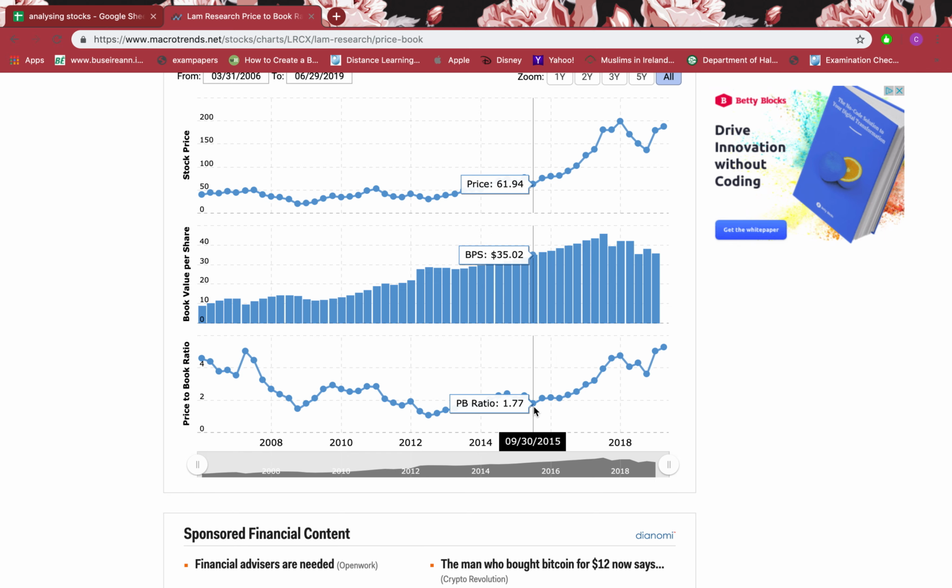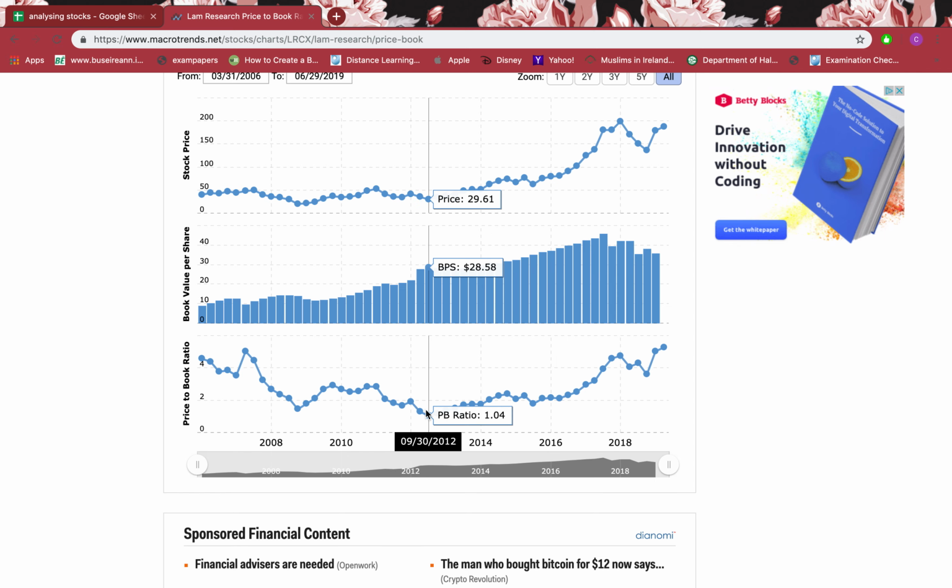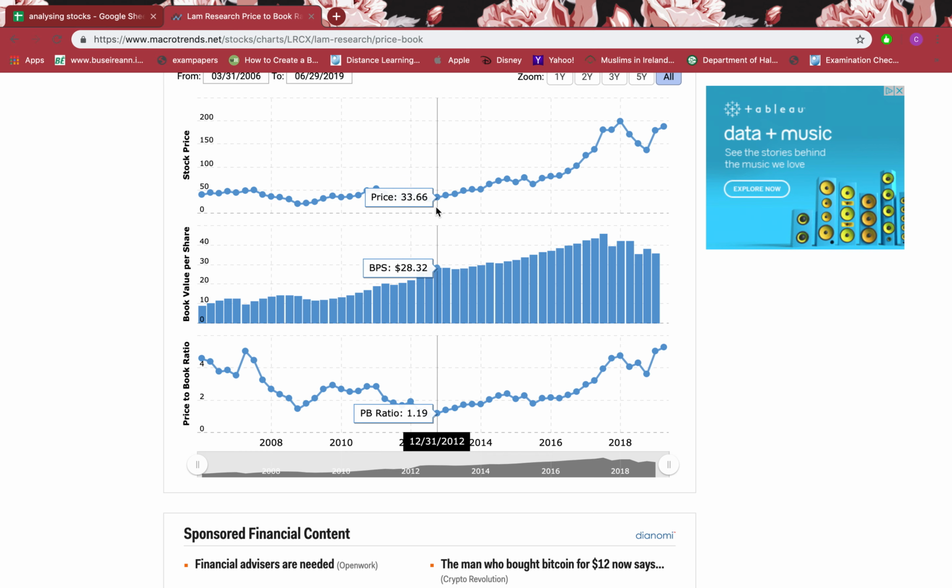But if they had bought in 2012, that was the nearest the book value and the stock price value came. The stock price was 33.66 in the market, but the book value was 28.32. So it was a little bit more expensive than the book value. People who bought in December 2012 bought at a reasonable price because they paid only a little bit above the book value.